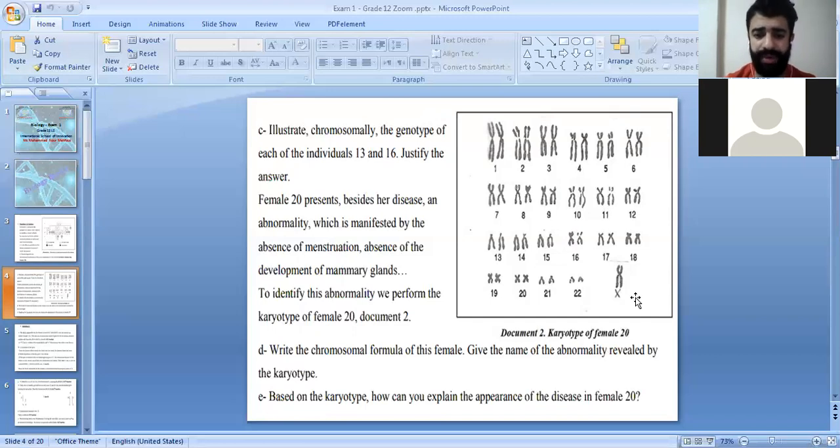Based on the karyotype, how can you explain the appearance of the disease in female 20? Female 20 had only 1 X. So she had no possibility of having another allele, for example, let's say N. So this explains the presence of this disease in the female.